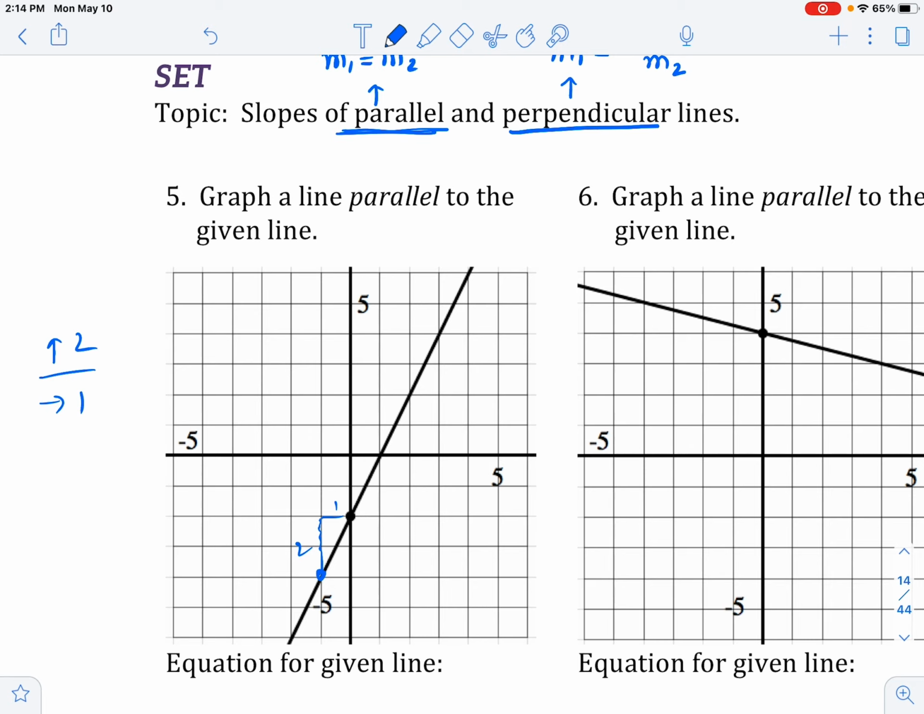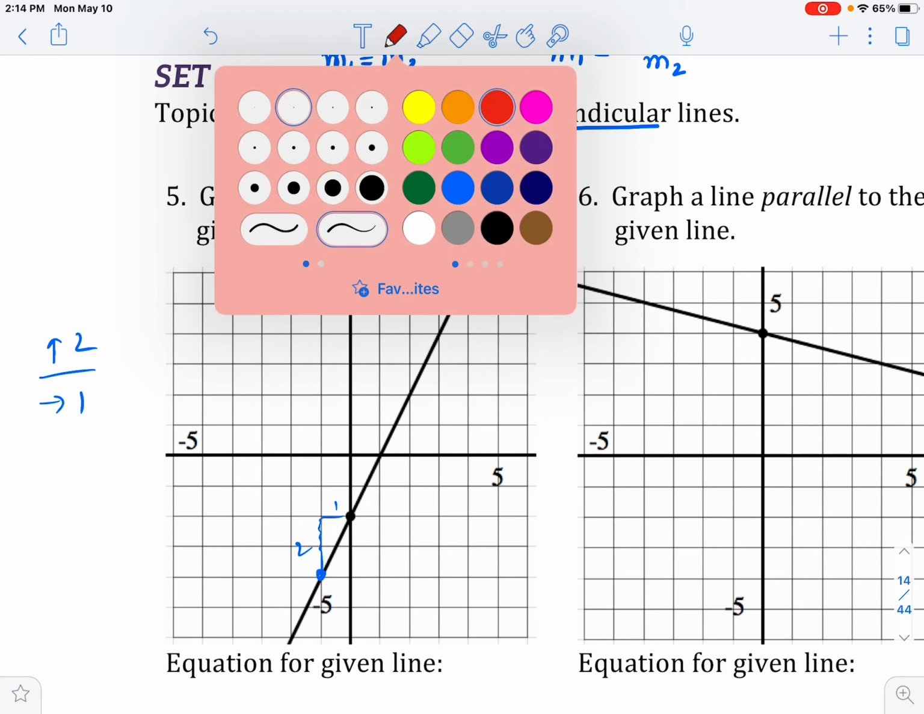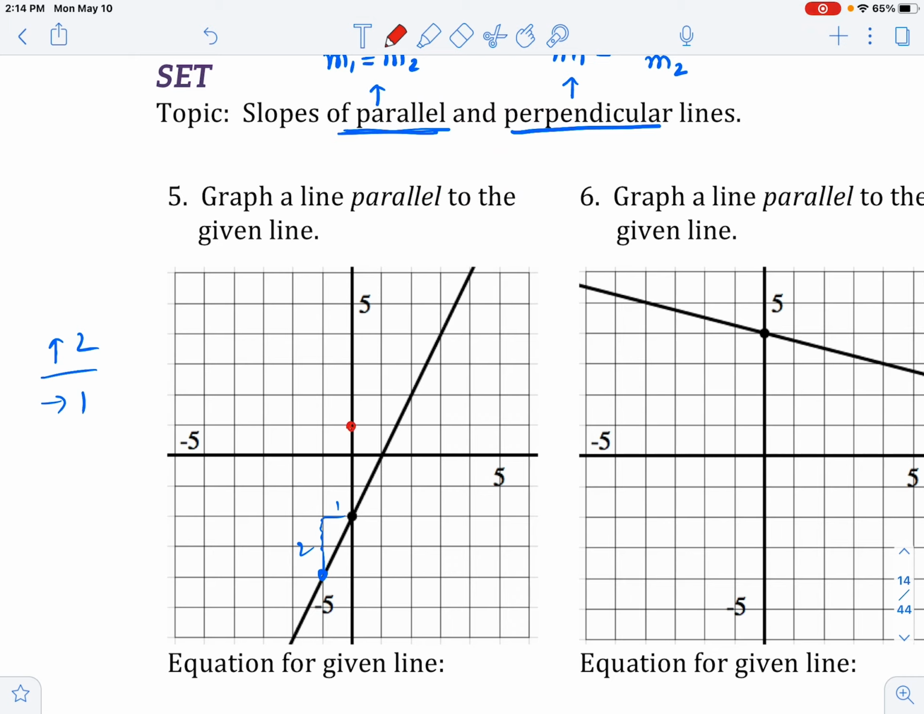What you need to do is pick any point on the graph. Let me change the color. If I take a point here on the line as a y-intercept, I would use the same thing: go up by 2, run by 1. Same thing backwards, left by 1. So I could get several points, and now the next thing is to just connect the points to get my parallel line. So that's my parallel line to this one, and I have to write the equation for that.